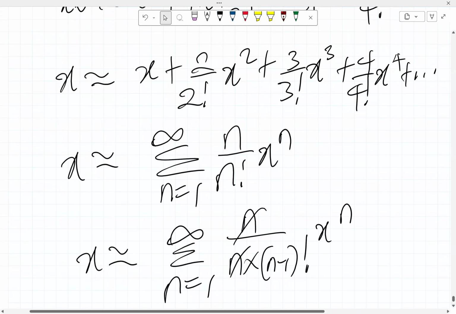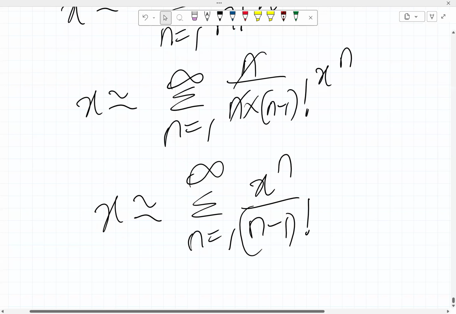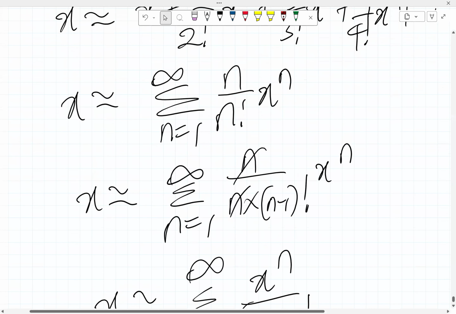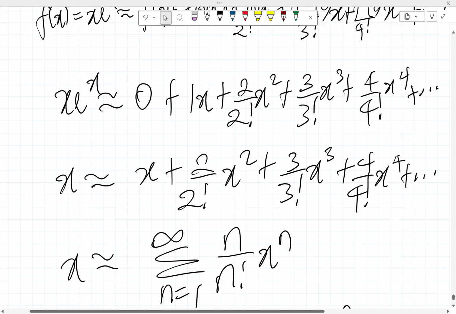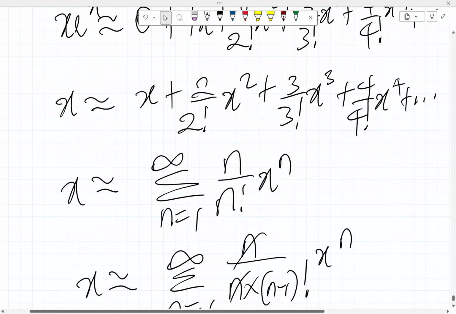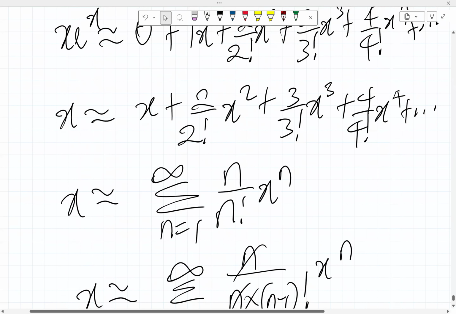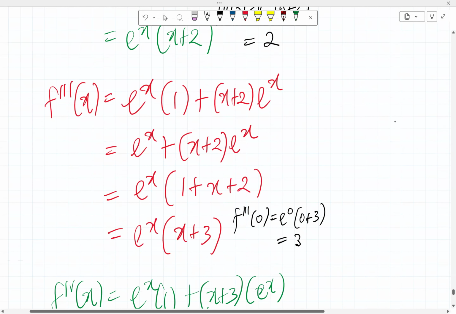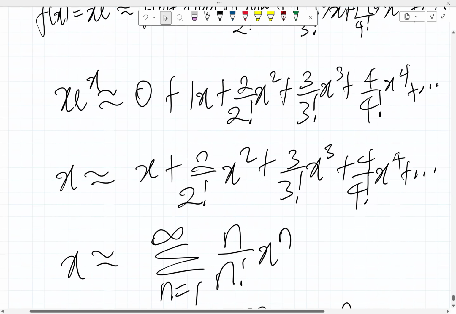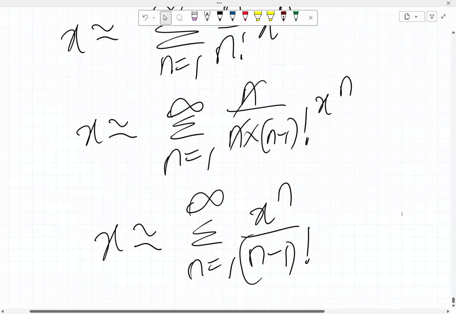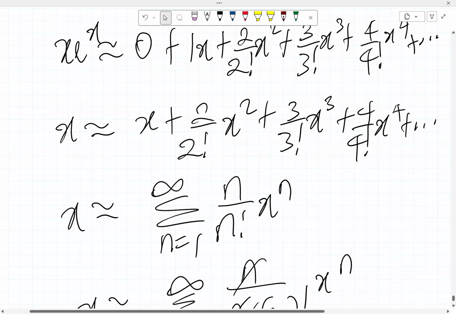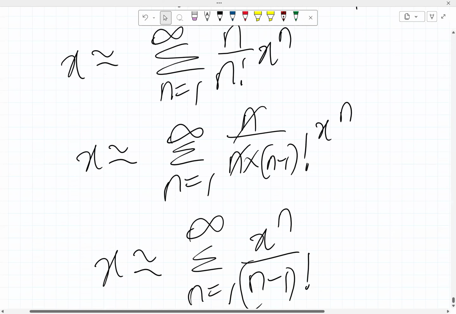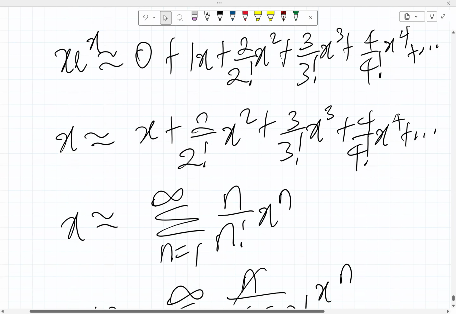Now to write all that out, when n is 1, we have x raised to power 1 all over 0 factorial. When n is 2, we have x squared all over 2 factorial, which is 2. When it is 3, we have x cubed all over 2 factorial.